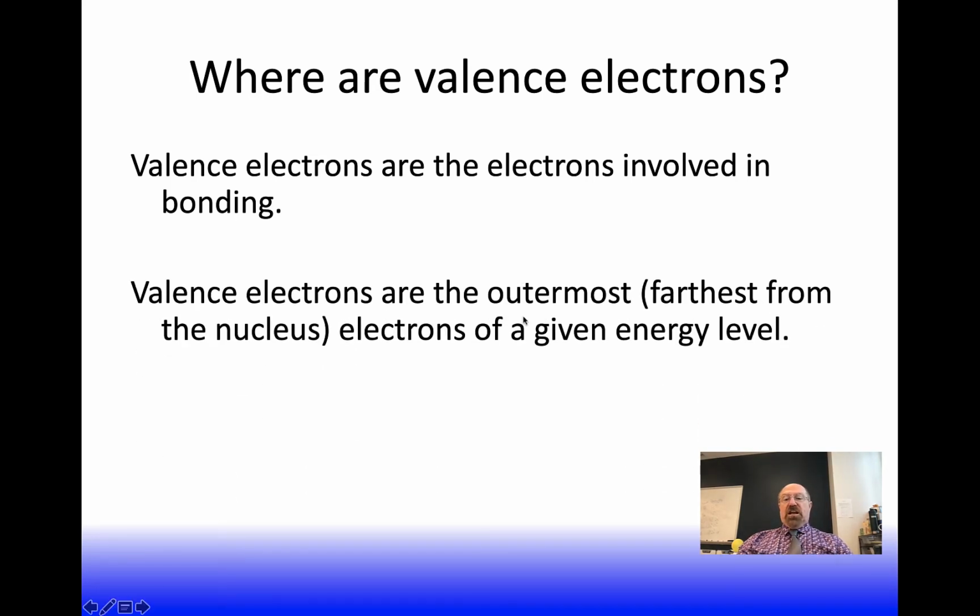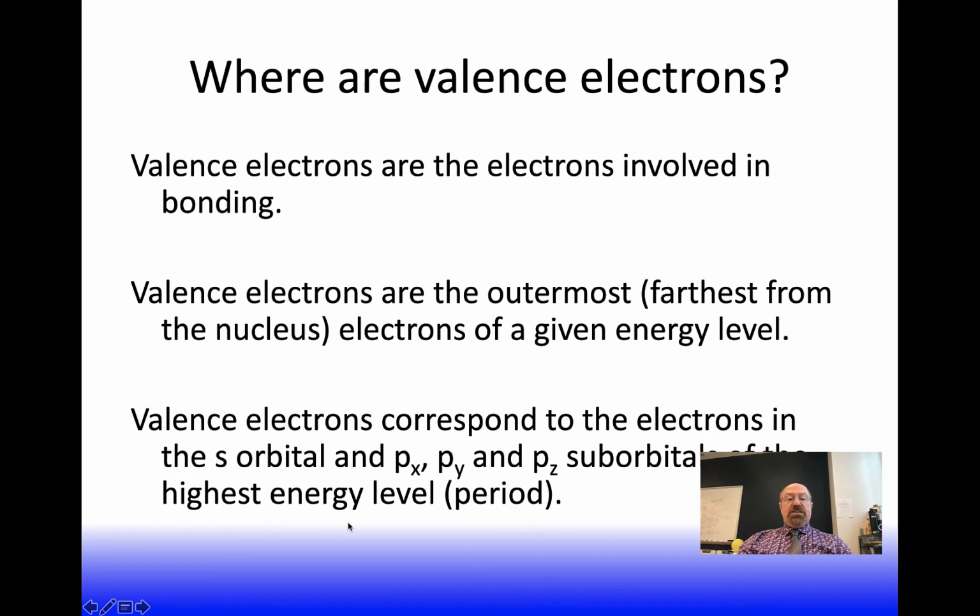However, the valence electrons are the farthest ones from the nucleus, so that's still consistent with everything we had before, but the difference is that the valence electrons correspond to the electrons in the s and the p suborbitals of the highest energy level the element is located in. So for instance, let's take a look at germanium. That's Ge. Do you see it down in the 4p level? Okay.